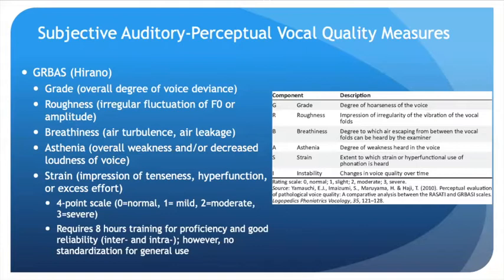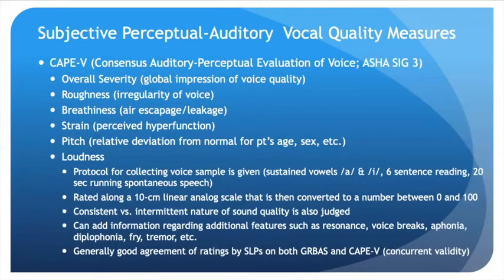There are a few different vocal quality measures that are used. I've discussed these a little bit before, but there's the GRBAS, or the grade, roughness, breathiness, asthenia, strain scale. You can rate these various aspects of the voice on a 4-point scale. There's the CAPE-V, which is very commonly used, and this rates overall severity, roughness, breathiness, strain, pitch, and loudness. And like I mentioned, look at the CAPE-V anchors if you're going to use this, as that can help increase your inter-rater reliability with other clinicians.